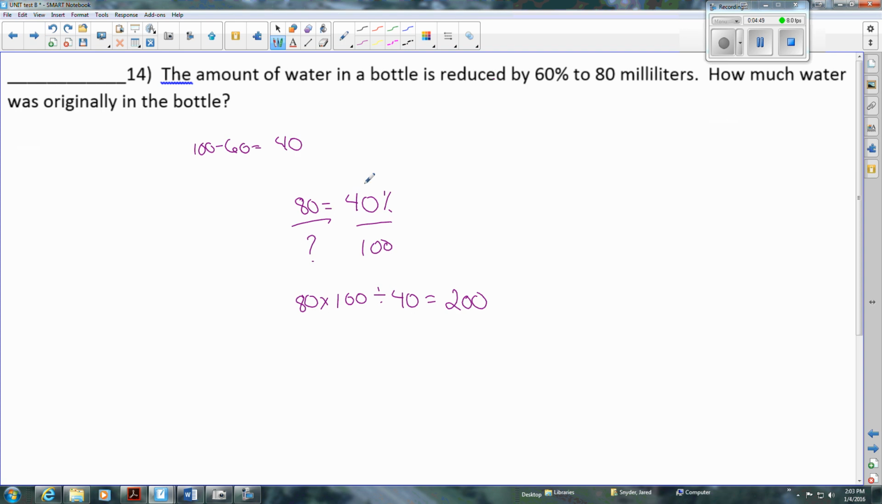Last but not least, number 14, the amount of water in a bottle is reduced by 60% to 80 milliliters. How much water was originally in the bottle? Well, if you're reducing by 60 and you're left with 80, that means that you're 40% here. There we go, 40%. So 40% must be equivalent to 80. So we crisscross divide and you get 200. So that person must have started with 200 in the original bottle.